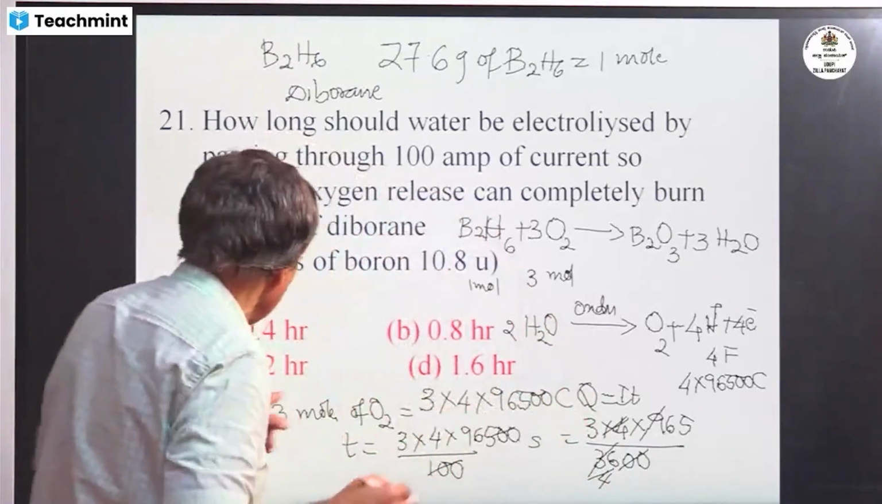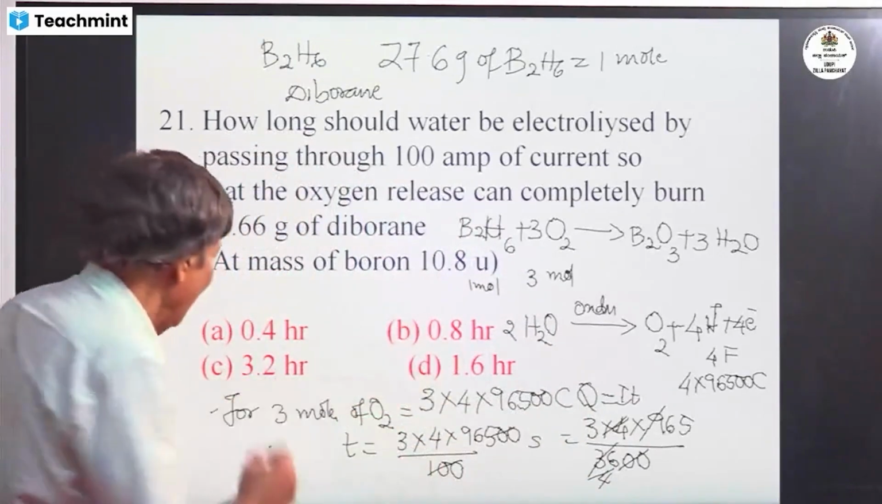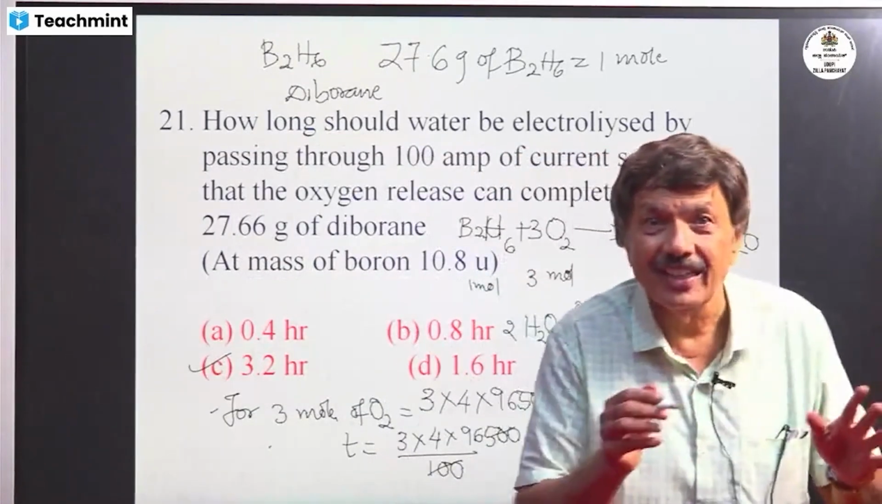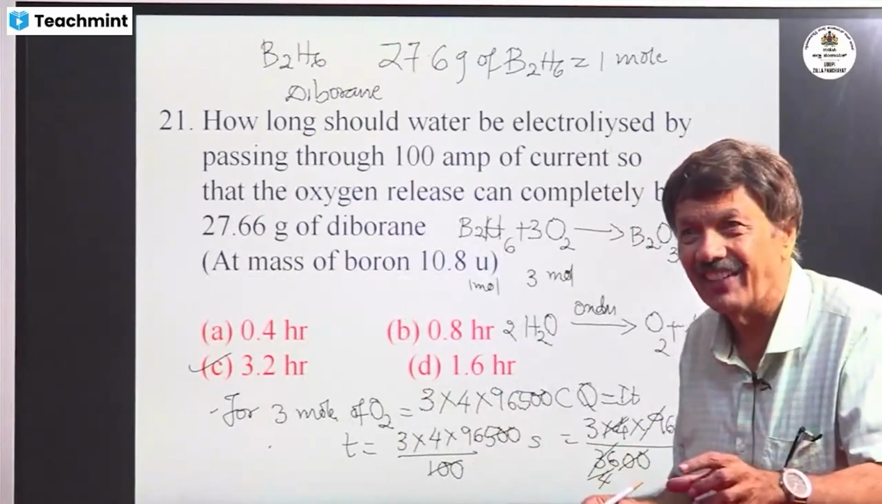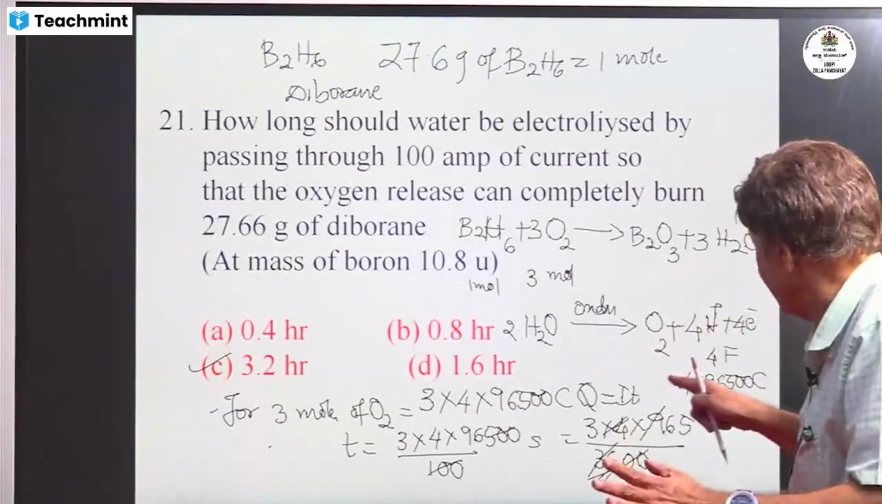Check the answer. 0.4, no. 0.8, never. 1.6 cannot be. 3.2 hours. This is how you can solve. You should not go on multiplying till the last digit. A little argument is required. You understood? My dear students, understood? Answer, I'll tell you what I say.